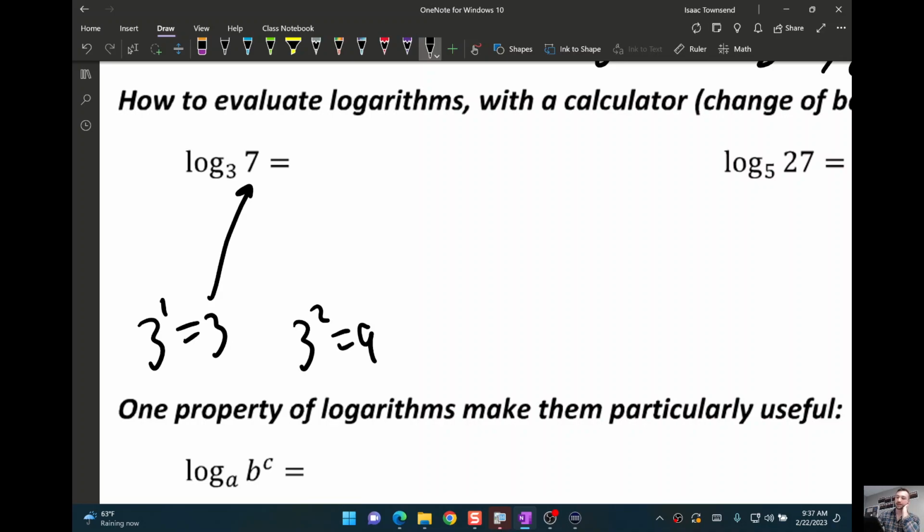3 squared is 9, and I only need it to be 7. So I know my answer is somewhere between 1 and 2, which is good, but sometimes I might need that to be within like 3 decimals or 5 decimals.